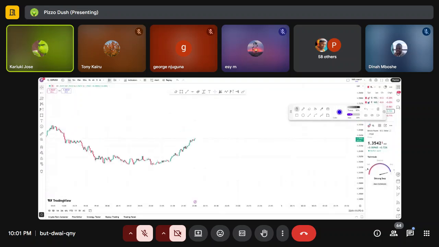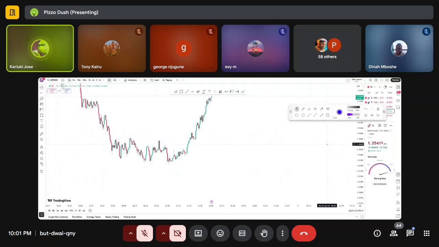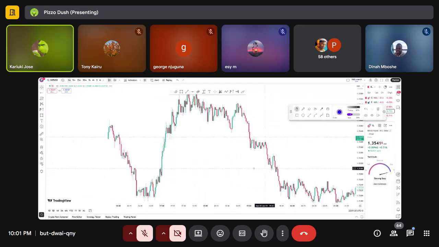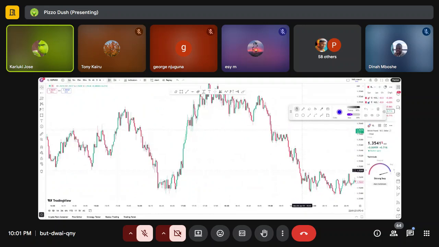So this 1 minute time frame. Let's see. So you must wait for a retracement. Let's see.